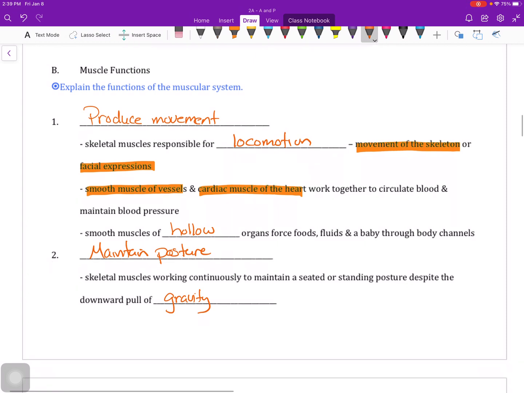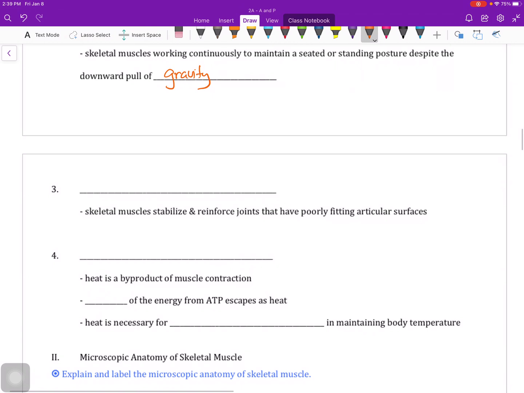All right, so our third function is to stabilize joints, and we just finished talking about joints and joint movements. The function is to stabilize and reinforce joints, some of which have poorly fitting articular surfaces. Think about those, such as the surfaces around the knee and other things. So this would be helping the stabilization process.